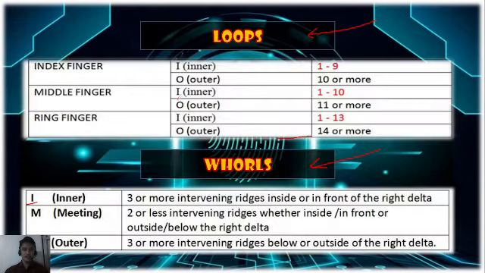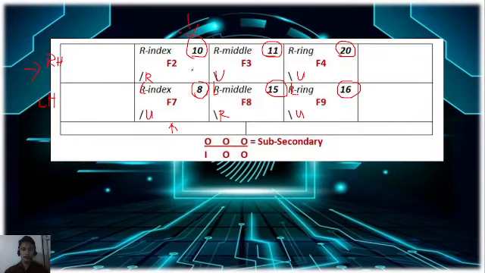Okay, so balikan natin sa table kung hindi nahirapan pa tayong maalala. Okay, so tingnan natin 1 to 9 inner. Okay, 10 or more outer loop. Okay, so tingnan natin right index finger 1 to 9. Pasok ba siya sa inner? Hindi, di ba? So outer na siya, kaya O po yung nilagay natin dito.